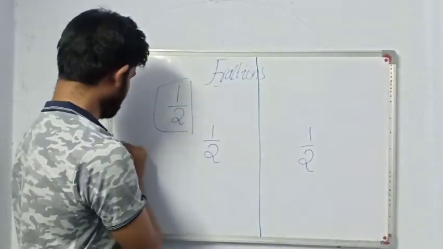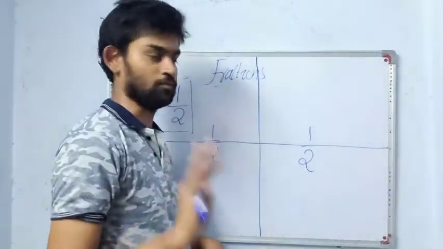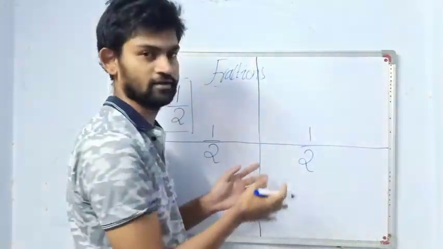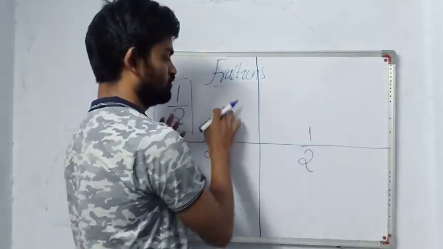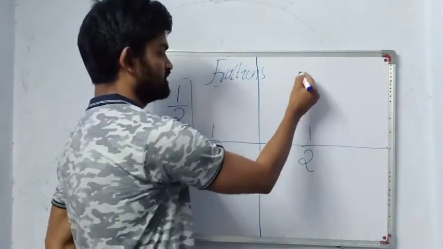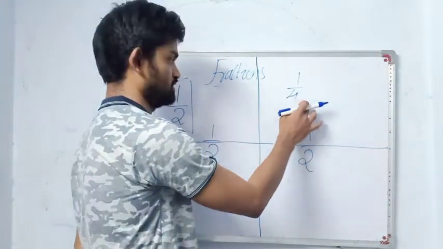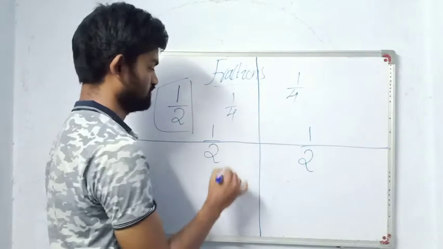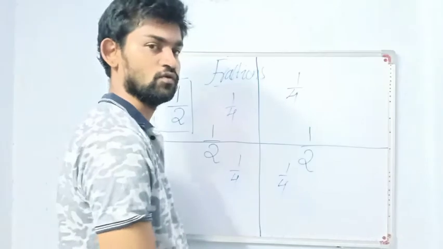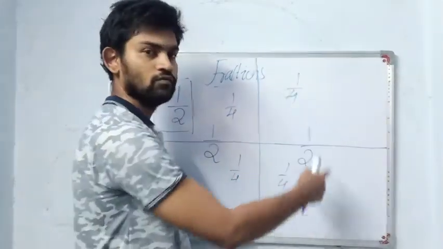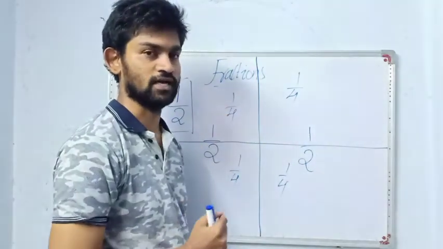Let us divide into two more parts now. Now I divide into four parts. If this is a square, actually this is a rectangle, but let us assume that this is a square. If four equal parts have been divided, this is the whole divided into four parts. This is 1 by 4, this is 1 by 4, this is also 1 by 4, this is also 1 by 4. Each part is called a fraction.